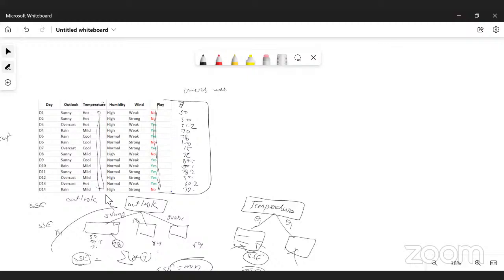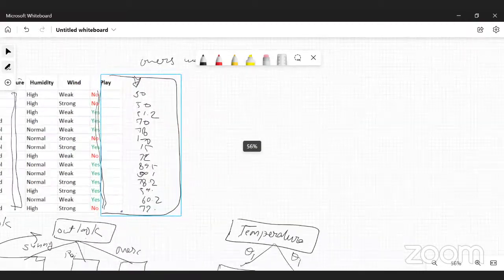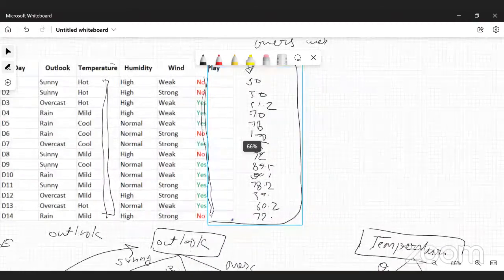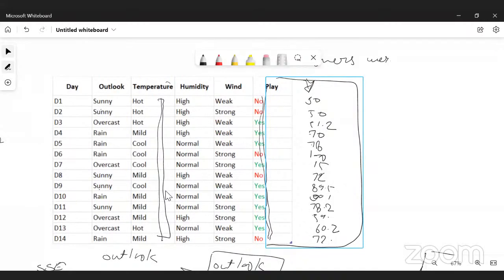I didn't get the last point. For example, in this example we have 4 features. Let's say my first feature, outlook, has 3 values: sunny, overcast, rain. So the cardinality is 3, the number of levels equal to 3 for outlook. Temperature is hot, mild, and cool, so it also has 3 levels.